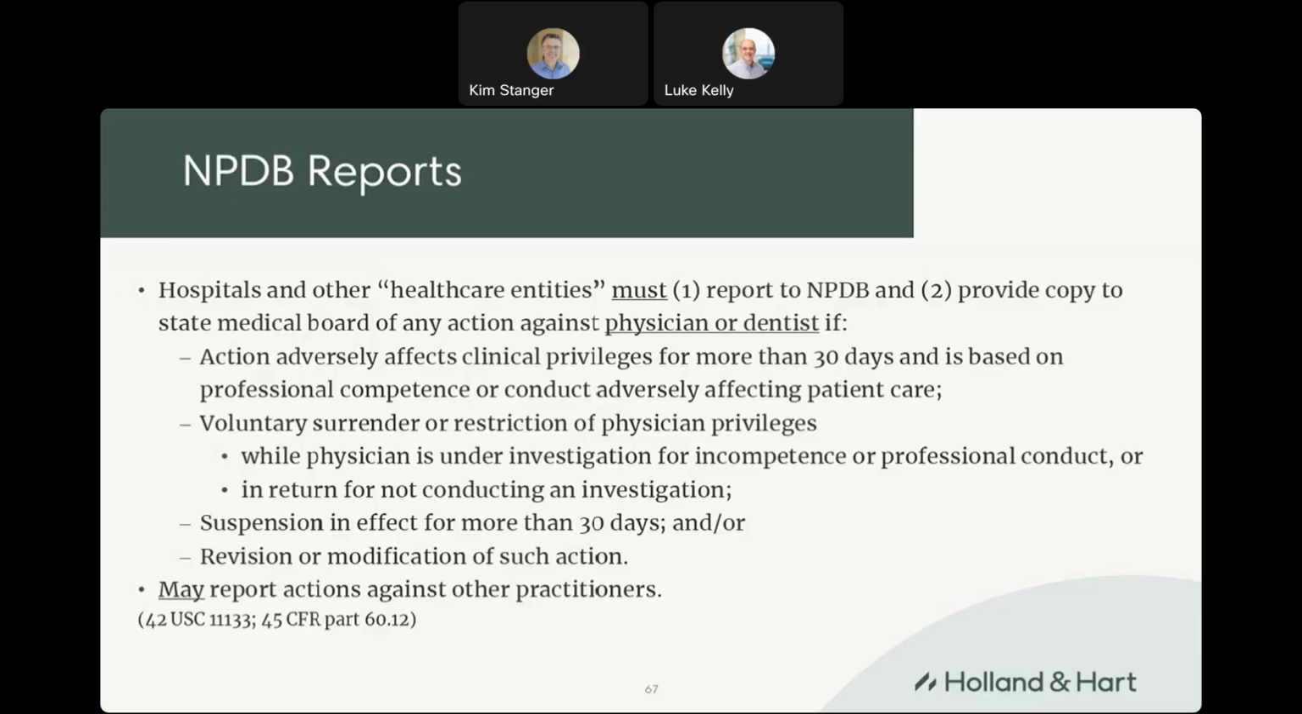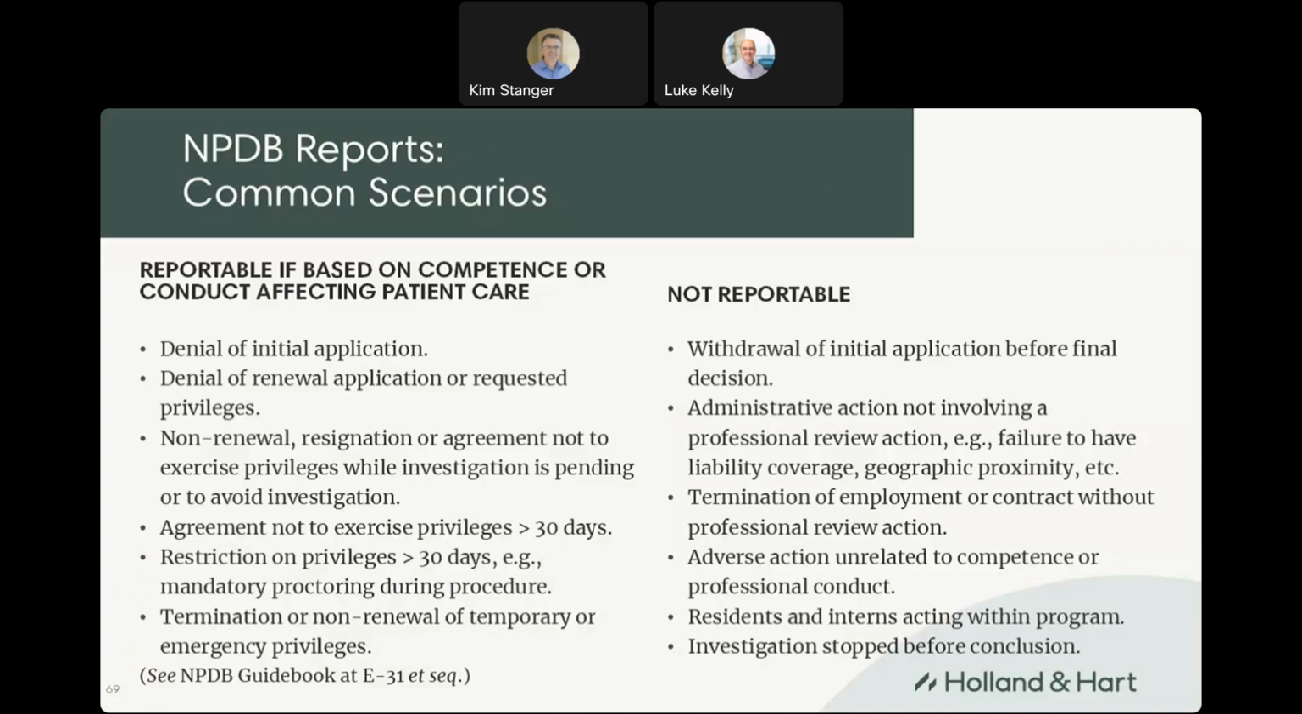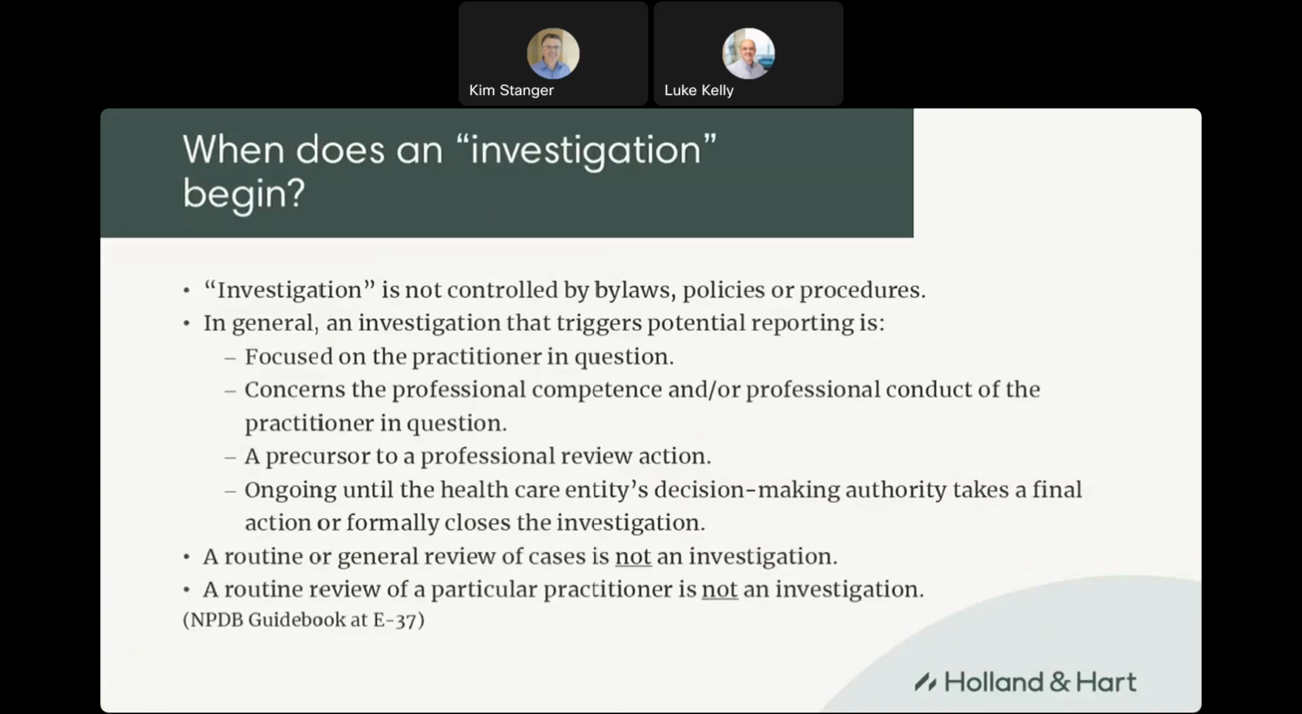Now, those are the requirements that apply to hospitals and other healthcare entities for reporting physicians or dentists. That's all that are required to report to the NPDB. You're not obligated to, but you may report actions against other practitioners. If you have questions about the reporting obligations, you can go to the NPDB guidebook, and that gives you lots of directions concerning when you must report.